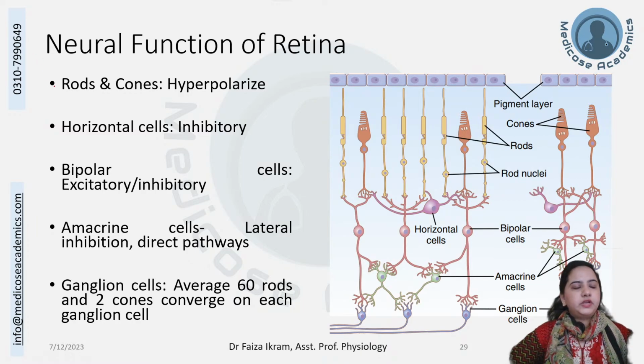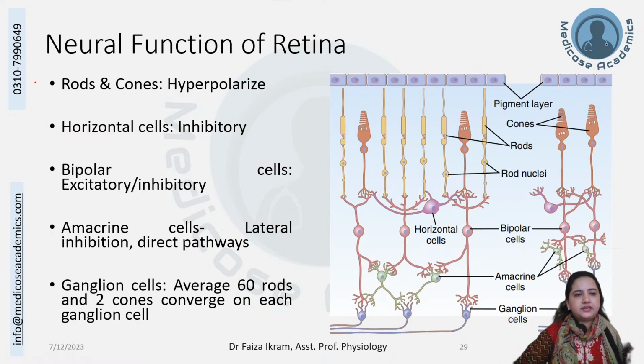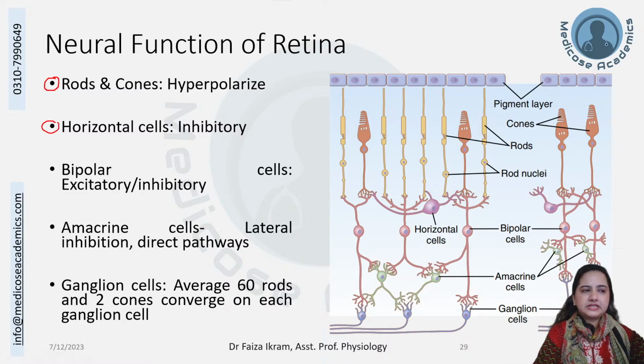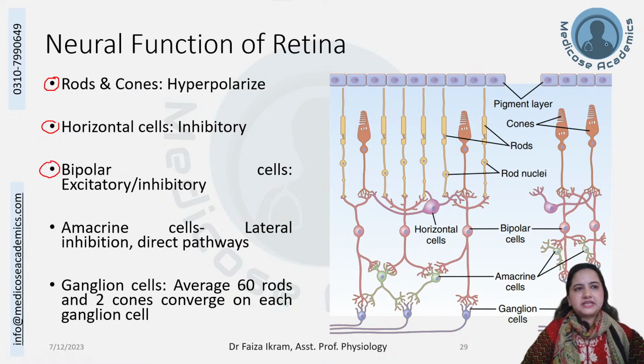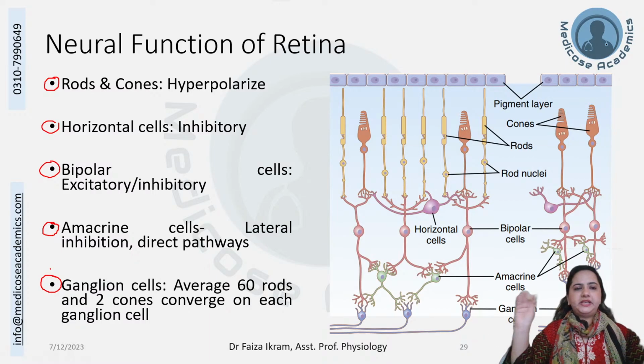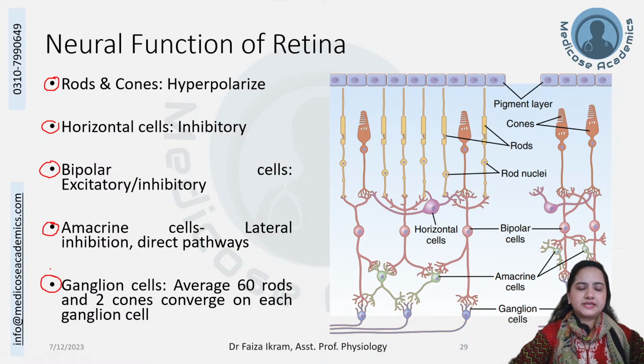So if we look at the types of cells in the retina, rods and cones hyperpolarize in response to light. Horizontal cells are also inhibitory cells. They will have inhibitory neurotransmitters to cause the lateral inhibition. Bipolar cells are of both types; they can be excitatory and they can be inhibitory. Amacrine cells mostly cause lateral inhibition. These are also inhibitory. Ganglion cells have to form the action potential by the all-or-none phenomenon and send it via the optic nerve to the visual cortex.